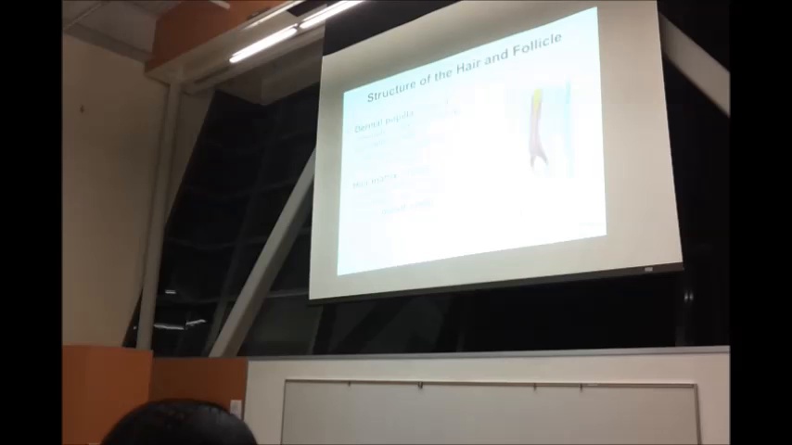Okay, and then you have the hair matrix. It's the region where most of the cell division is going to happen. So where is it? Quite easy. If you can identify the dermal papilla, it is just right above it. So this is where most of the cell division is going to take place. Okay? Am I confusing you? Everyone okay? All right. Okay.